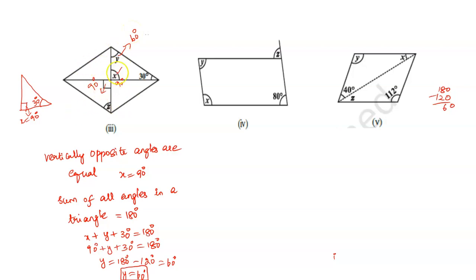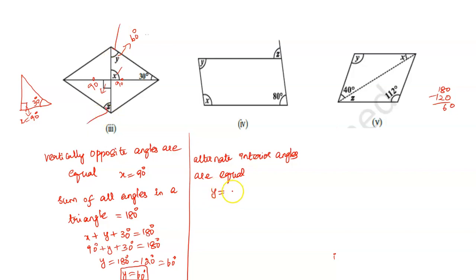Again, while seeing the diagram, these two angles are alternate interior angles. Using the property that alternate interior angles are equal, this y and this z are equal. So y is equal to z is equal to 60 degrees. So I can say that z is equal to 60 degrees. So the third problem is over.